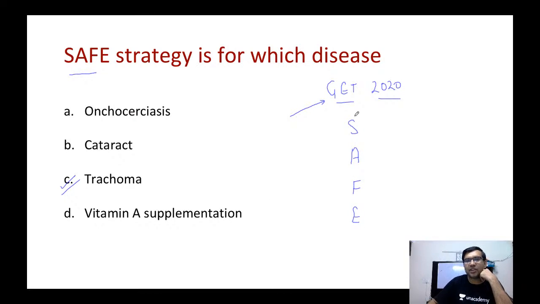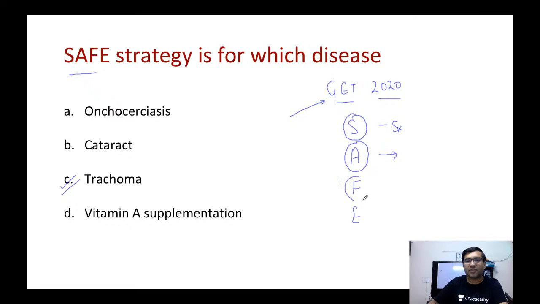SAFE. What is the meaning of S? S means that we have to do surgery for correcting the various types of lid deformities. Let's say you are having entropion, you are having trichiasis. Whenever we do surgery for that, that comes under S. What is the meaning of A? A means antibiotic prophylaxis and antibiotic treatment. Like we give tetracycline ointment for mass prophylaxis, and for treatment we can give a single dose of 1 gram azithromycin.